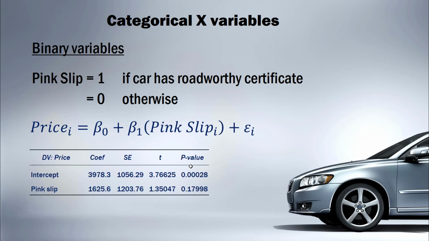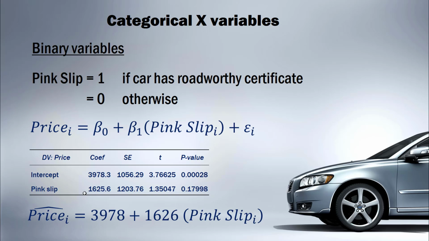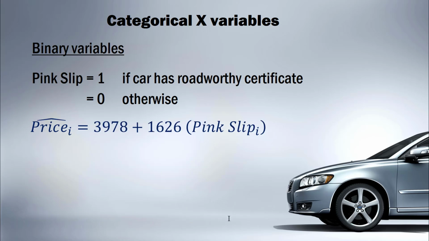Now, if we run this regression using Microsoft Excel, we'll have this being the output, which if I was to put it into a sample regression equation, and you can see I like putting my little hats on the Y variable here to indicate this is an estimated value. And we have 3978 plus 1626 times this pink slip variable. Now, how do we actually interpret this?